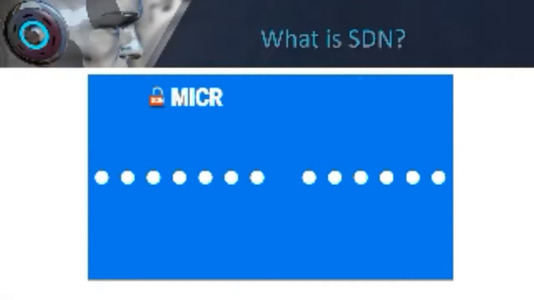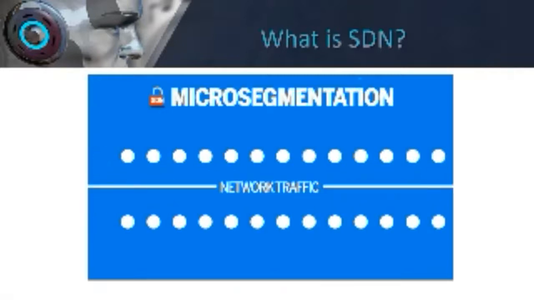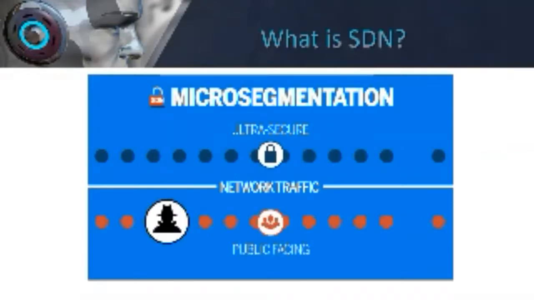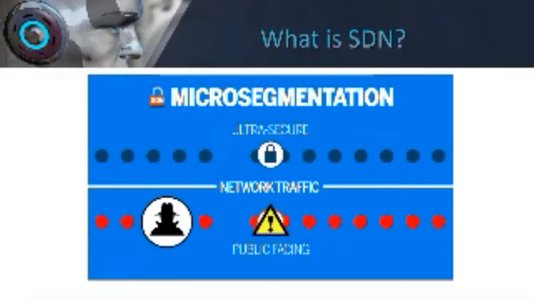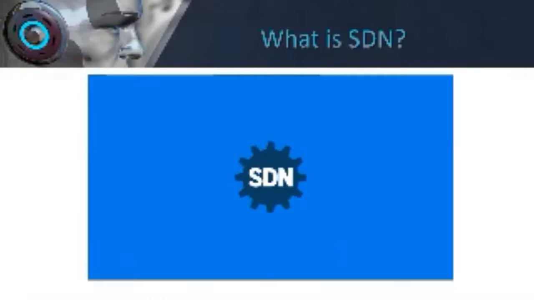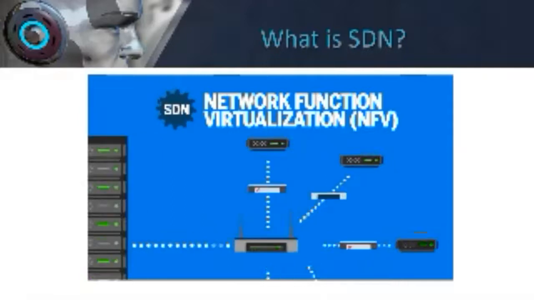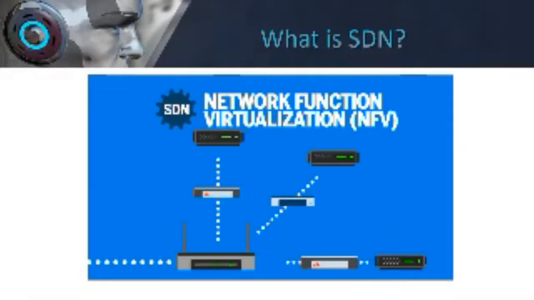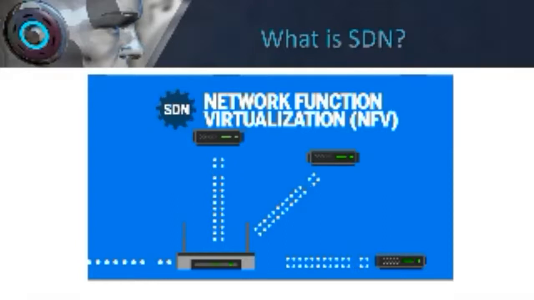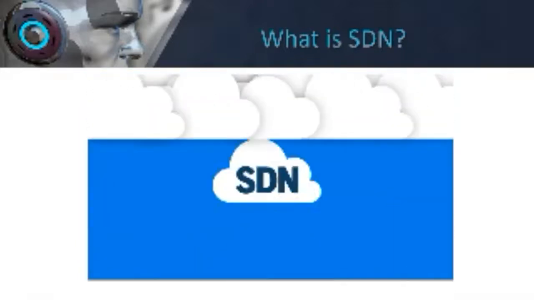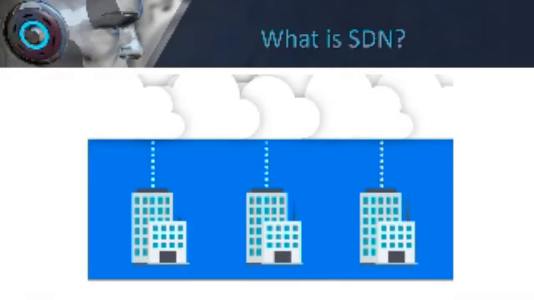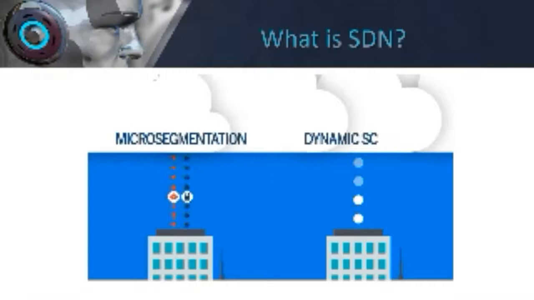Micro-segmentation is the idea of using SDN for security. Certain networks can be ultra-secure and carry sensitive data. Other networks can be public-facing. So, if a hacker gets into a public-facing web server, they are restricted to the server segment of the network. This limits the hacker's ability to access any other segments, such as secure data center networks. SDN is also used in an area called Network Function Virtualization, or NFV. This is the idea of replacing specialized hardware like firewalls and load balancers with software running on off-the-shelf server hardware. Some vendors are using SDN to connect data centers to public cloud providers, creating a hybrid cloud network that includes micro-segmentation or dynamic scaling abilities.